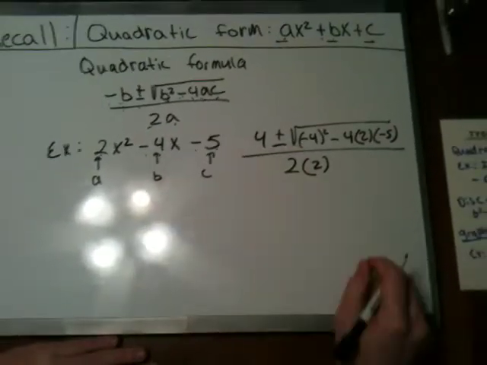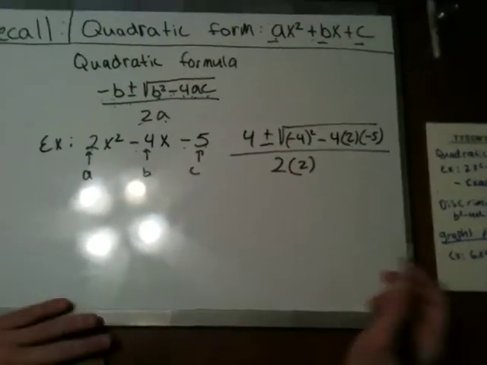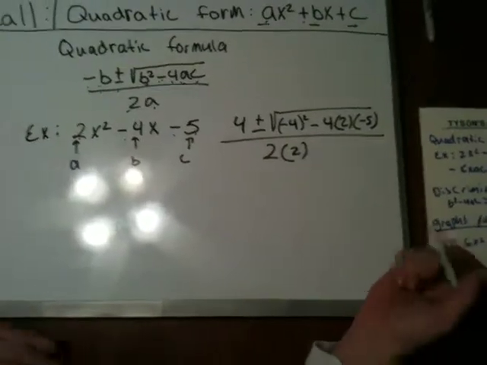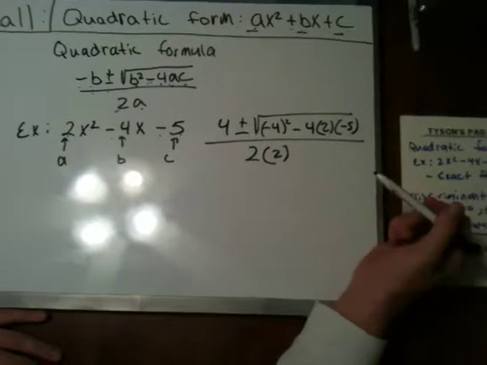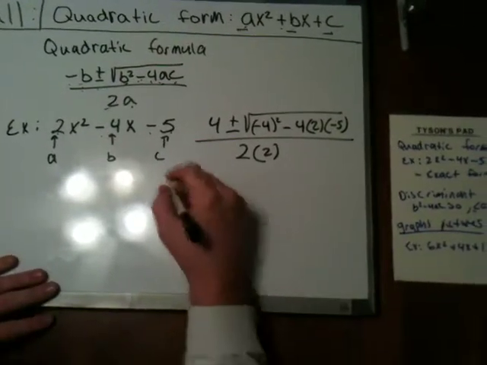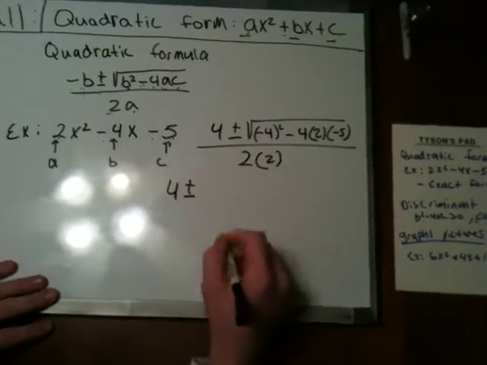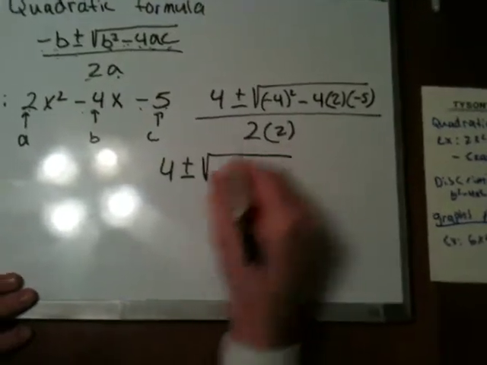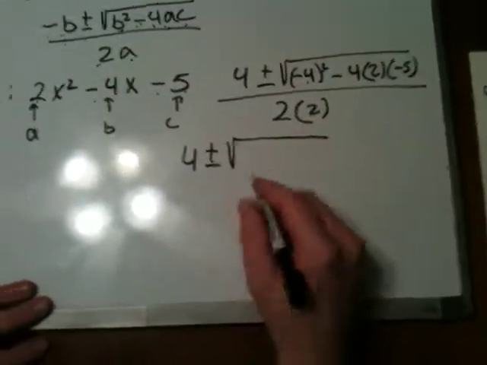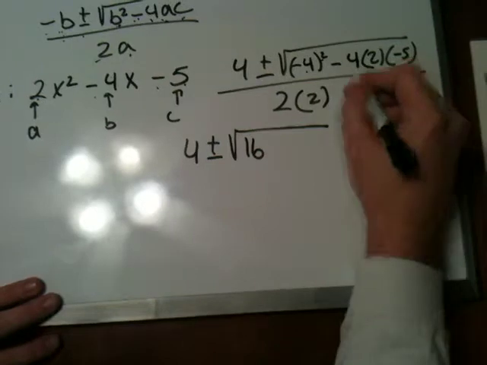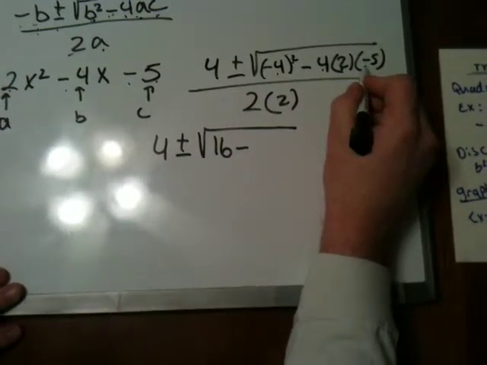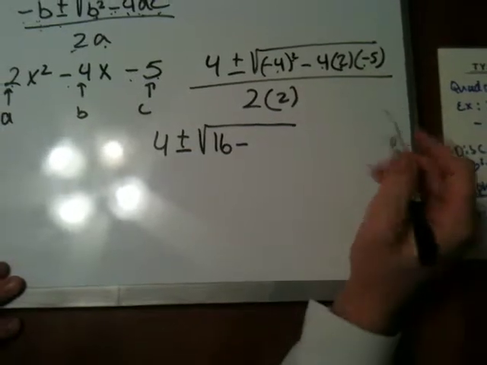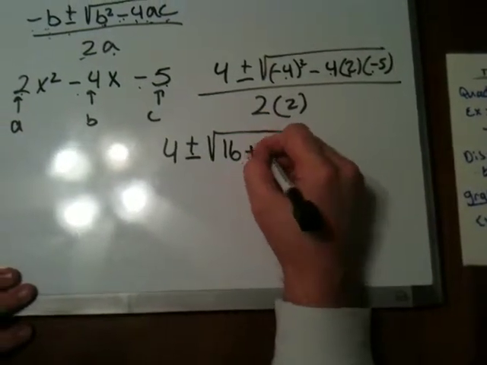From here, I'm just going to go and simplify. I'm just going to do some multiplication, some squaring, and get it down to exact form. Exact form is leaving it in the form with the radical present, not getting a decimal. You want to leave it the way it is. So I have 4 plus or minus square root. Negative 4 squared would be a positive 16. Minus 4 times 2 is 8. Times a negative 5 is a negative 40. So a minus a negative 40 makes it plus 40.